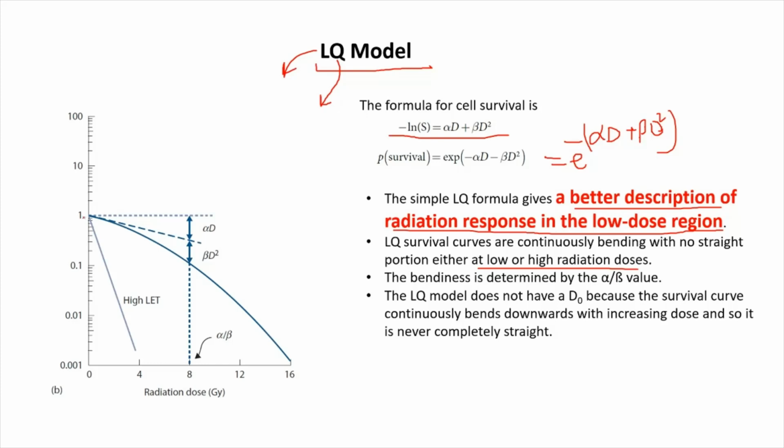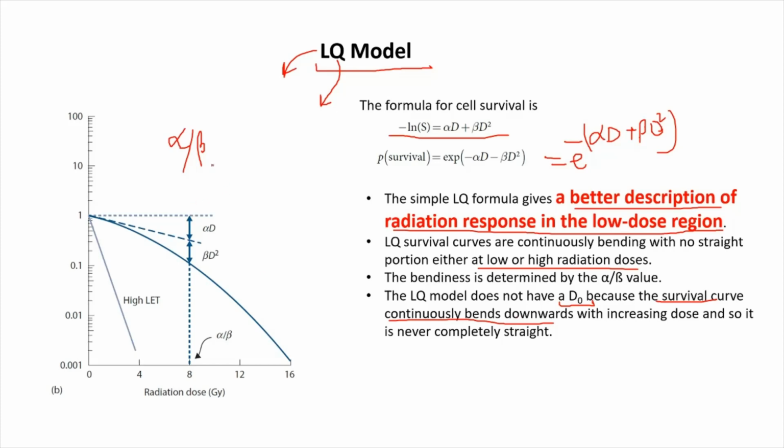How much bendiness this curve will have depends on a value which we call the alpha by beta value. We'll discuss what it is in a bit. Before that, we can also see that this graph does not have the D naught, because the survival curve continuously bends downwards with increasing dose, so it never becomes straight, and that's why we don't have a D naught.